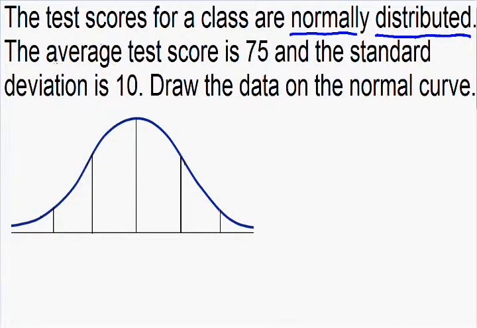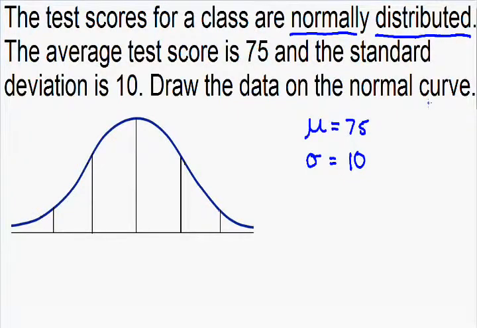It also says in this problem that the average test score for the class is 75. I'm going to write that down with the Greek letter mu. This is the average. The average is equal to 75. It also says that the standard deviation is equal to 10. The standard deviation for a population is written with the Greek letter sigma. So our standard deviation is equal to 10. And this problem is asking us to draw the data on the normal curve.